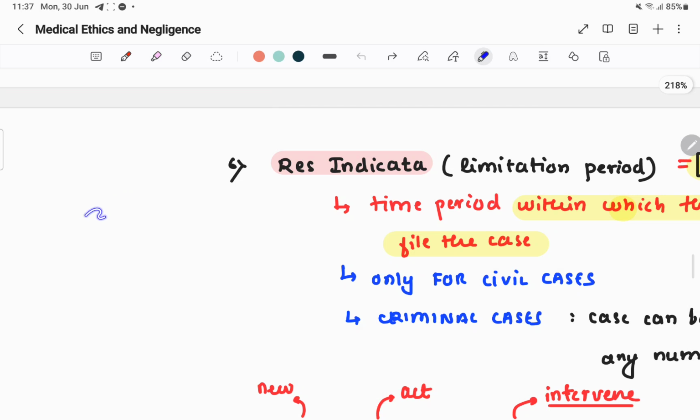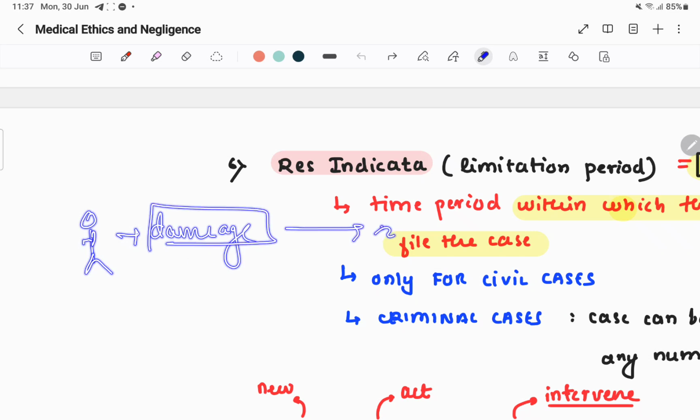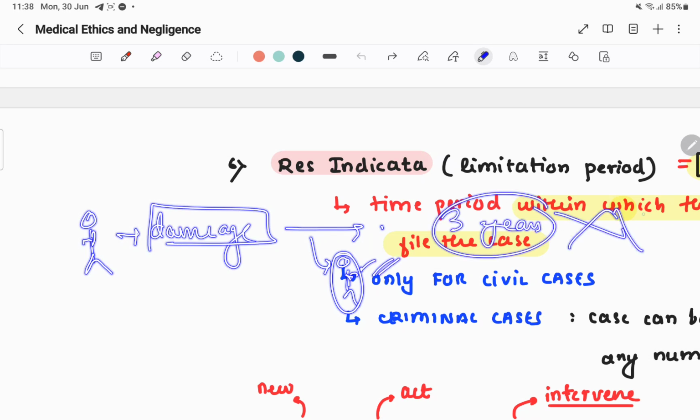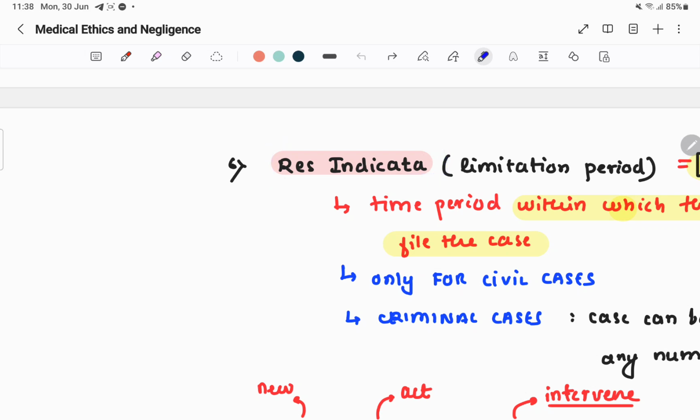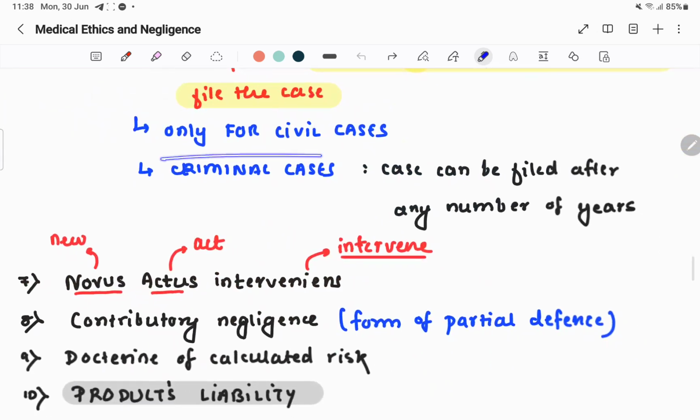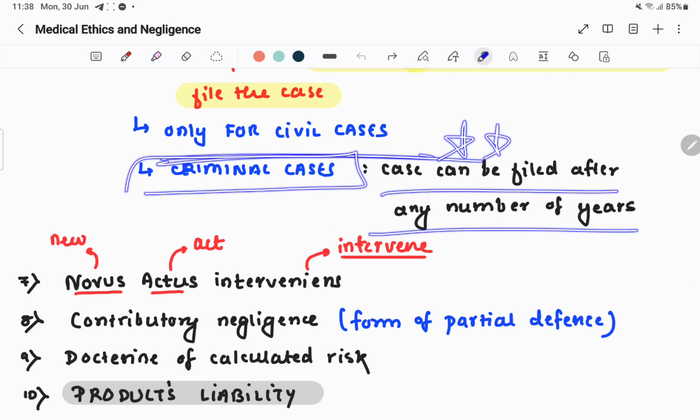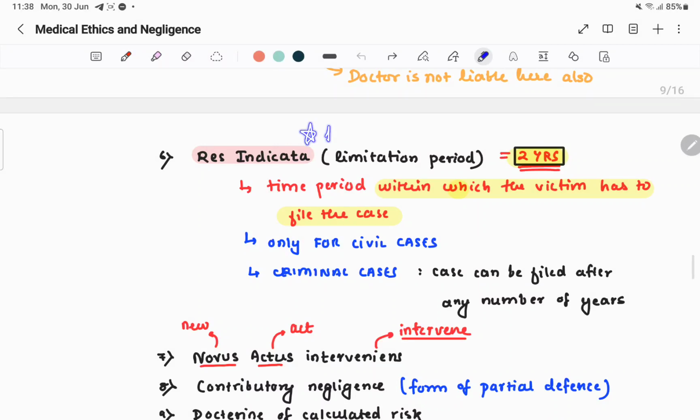Okay, means the patient suffers from damage but is suing you in the court, filing a case after 3 years of damage, then this is not valid at all. You can apply the res indicata principle and get rid of the patient or his complaints, right? If a patient is filing in court within 1.5 years, within 2 years, less than 2 years, then only the case is valid. If he is filing the case after 3 years, 4 years, 5 years, then it is not valid. Only for civil cases, note it. For criminal cases, the patient can file in court after any number of years. So res indicata is basically for civil cases, and it's a time period. 2 years is the time period within which he or she can file the negligence case against you.